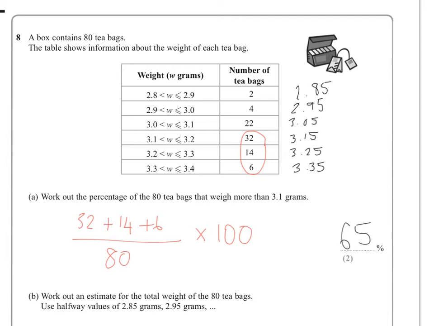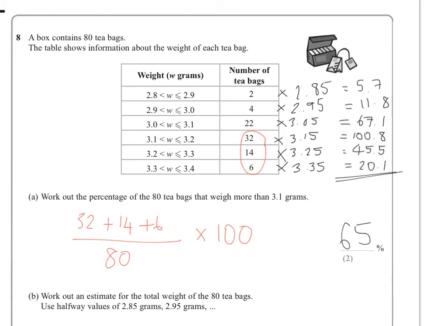Now we have 2 tea bags that we've estimated weigh 2.85 grams. So in total, 2 times 2.85, 4 times 2.95, etc. And then sum that amount gives us the total weight of the 80 tea bags. Summing all those values gives me 251, which is the total weight of the 80 tea bags.